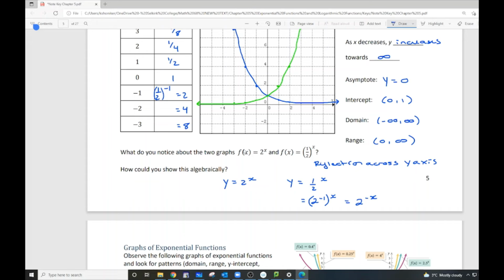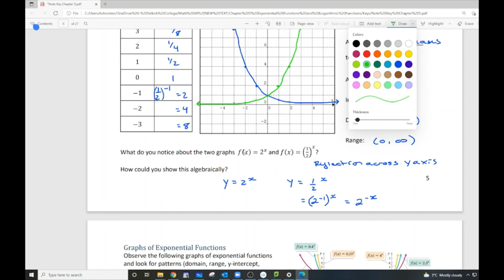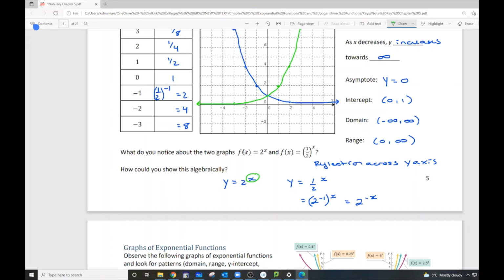What I want you to notice is that algebraically, I can see the transformation. This is 2 to the x, this is 2 to the negative x. It's a reflection of the x values over the y-axis. So the next thing we're going to look at is transformations. What you have to know is a base graph, and then you're going to transform it. So you can have 2 different base graphs here: y equals 2 to the x and y equals 1/2 to the x. Or you could write y equals 1/2 to the x as a transformation of y equals 2 to the x. Just keeping that in mind.